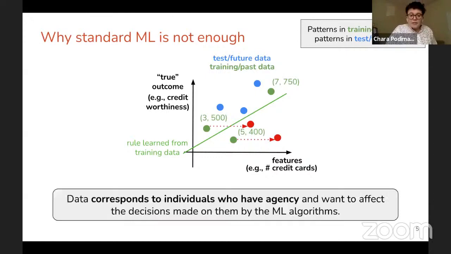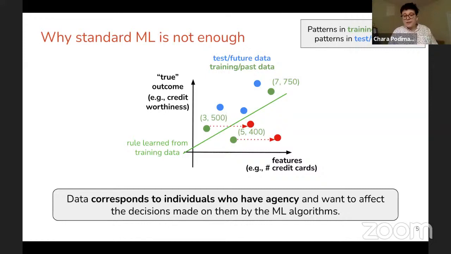And this basically means that we cannot use the original rule that we had, the green rule, because the data now corresponds to individuals who have agency and they want to alter the decisions which are made about them by the machine learning algorithms. This is the strategizing that I talked about in the very first slide with all these examples. And now, what is the consequence for standard machine learning algorithms?